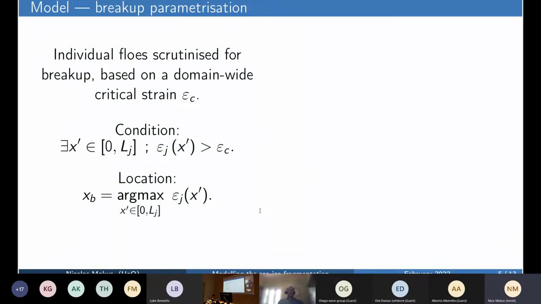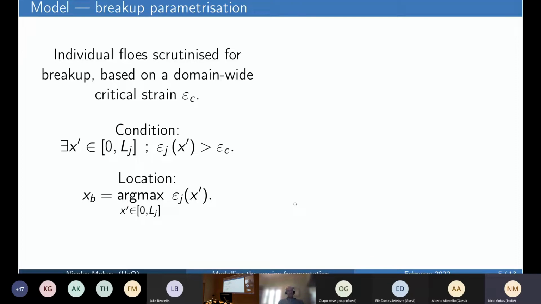Next, we build in a breakup parameterization based on strain. Once the wave field is known in the domain, the strain undergone by each ice floe can be evaluated. In a given floe, if the strain exceeds in absolute value some prescribed threshold, the floe is said to break where this strain was maximum. In practice, it means that we allow a floe to break in no more than 2 pieces.